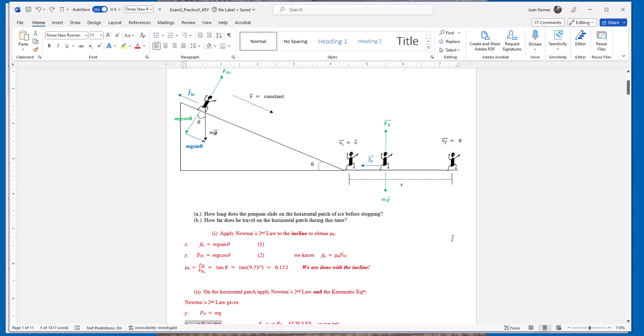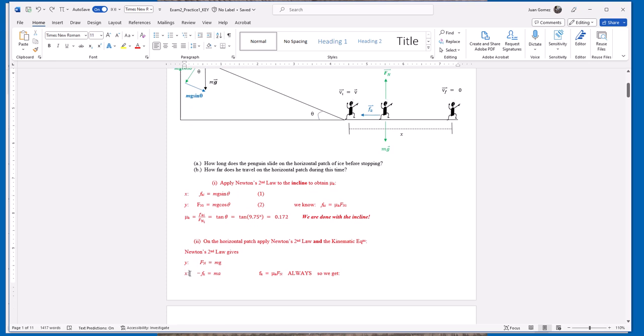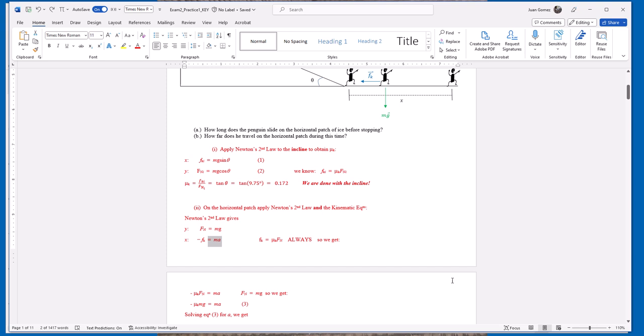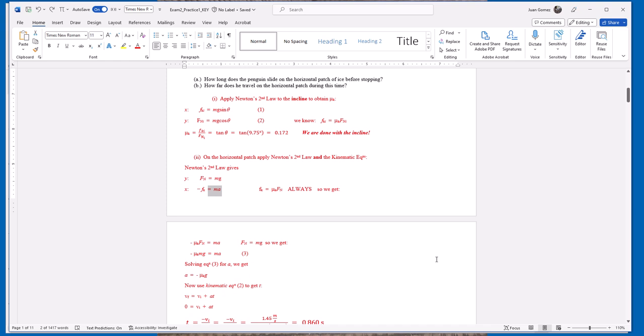And it's negative. So Newton's second law in the x direction is minus Fk equals ma. Sum of the forces, they can be positive or negative, sum of the forces equals mass times acceleration. So in the x direction, I have minus Fk equals ma. Now again, Fk is always equal to mu k Fn.